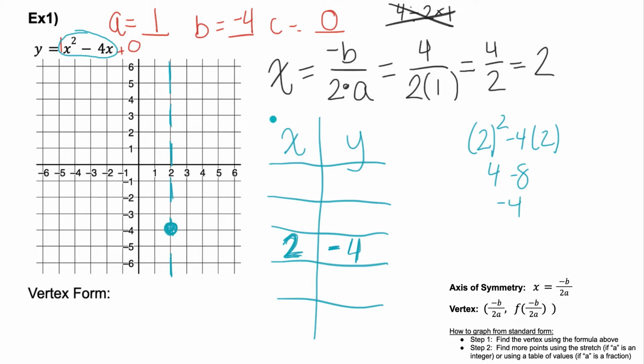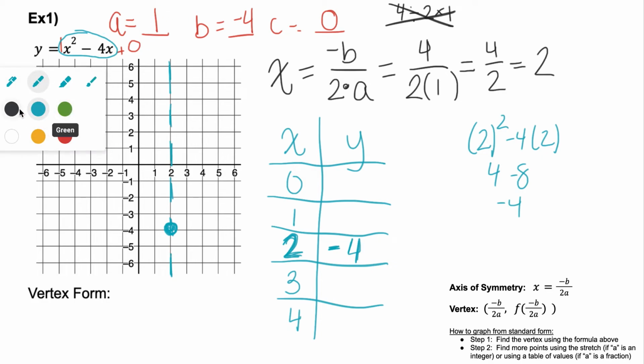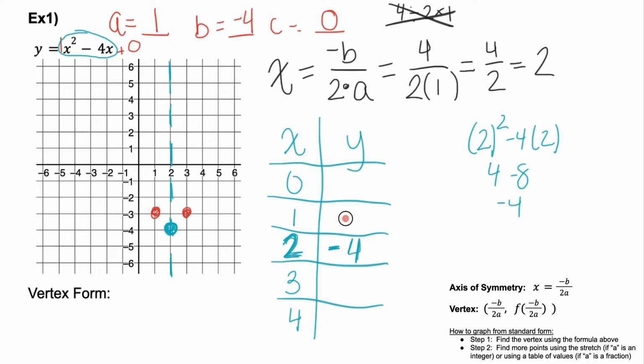Now, what I could do, since a is an integer, I can go forwards and backwards, and I can plug these numbers in as well and see where they land. And I might do that, but I also am going to use the fact that the stretch is 1 to really quickly figure out where 2 more points go. If the stretch is 1, I know I'm going to have these points 1 above the vertex. So that means that where x is 1, y is negative 3. And this will also be a negative 3 because of the symmetry.